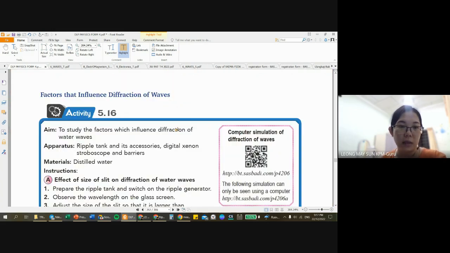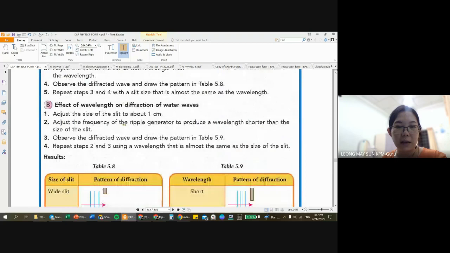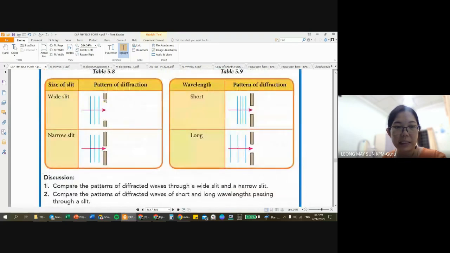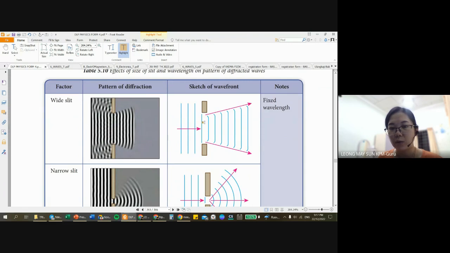So, factors that influence the diffraction of waves. The factors that affect diffraction are whether the slit is wide or narrow, and whether the wavelength is shorter or greater. I'm just going to show you this directly. For water wave, when the slit is wide, the center part is not being diffracted. This is how we draw the wavefronts. Please note that the distance between the wavefronts needs to be the same because the wavelength doesn't change. So before and after, you need to draw the same wavelength.